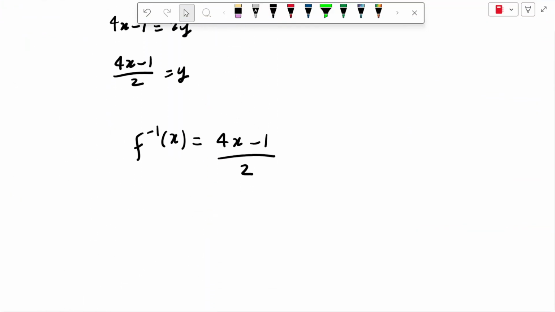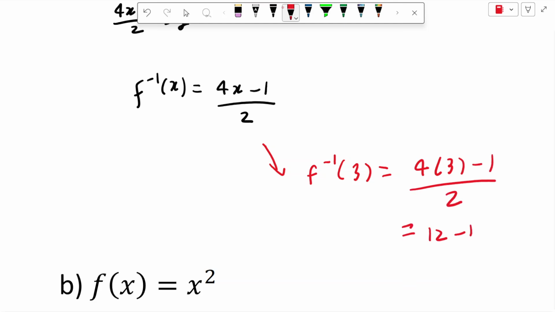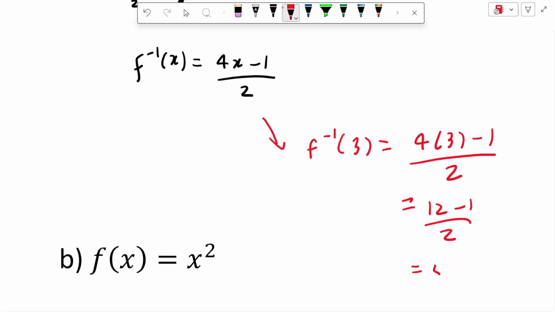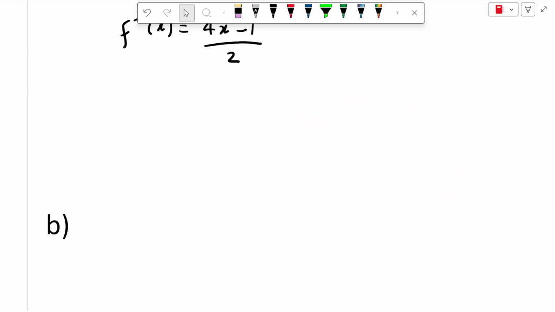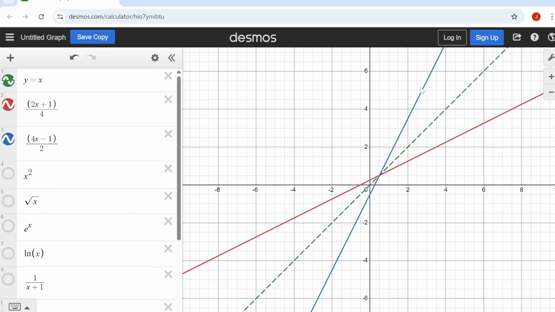Okay. One thing I should also mention is that you can do things notation-wise, like f inverse of 3 would be 4 lots of 3 take 1 over 2. So it's just a number that you can calculate. So that's going to be 5.5 there. And what that would tell you is if I want to look at f inverse, which is the blue line, and I want to look at when that's equal to 3, then we should get 5.5 for the y value.